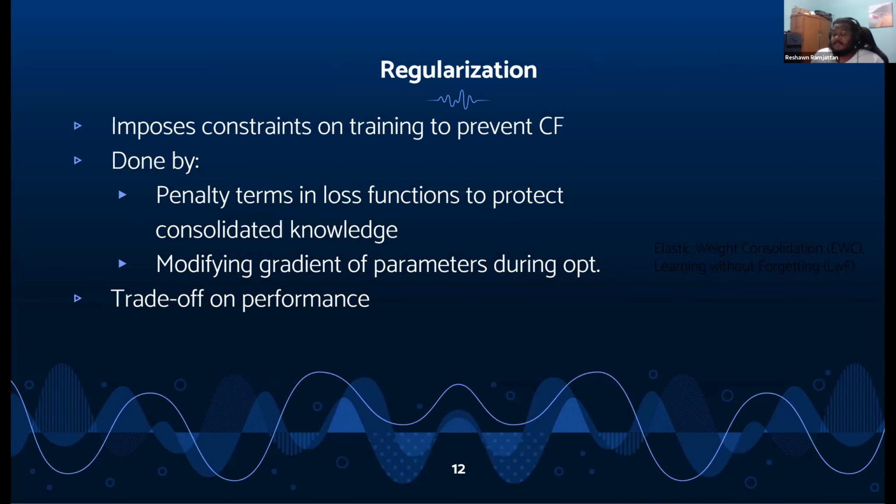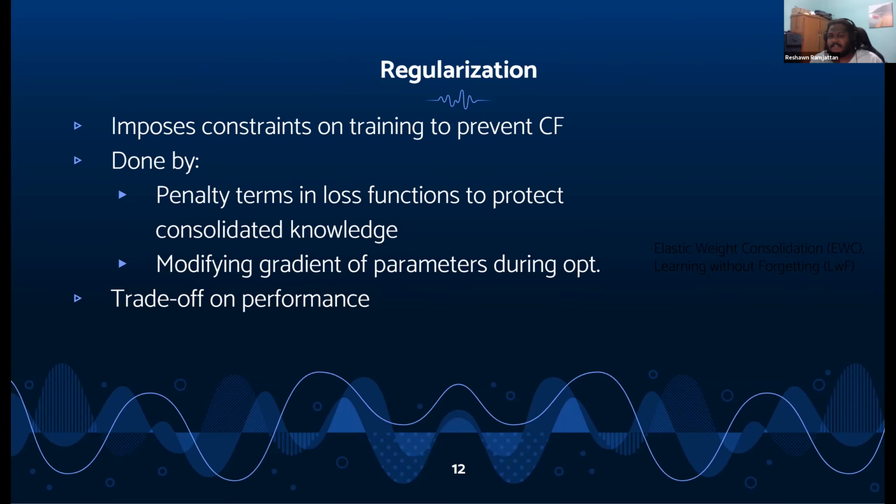So the regularization approaches generally work by imposing constraints on the training of new stuff. And these constraints are done through penalty terms in the loss functions or modifications to prevent catastrophic forgetting. And as you might imagine, these constraints would also impact how well the model learns. So there's that trade-off on performance as well. For that reason, there's a good amount of methods that combine this with another approach.